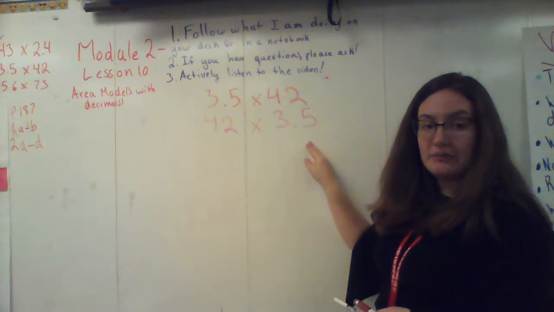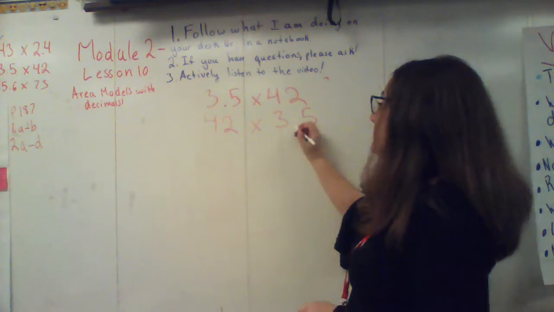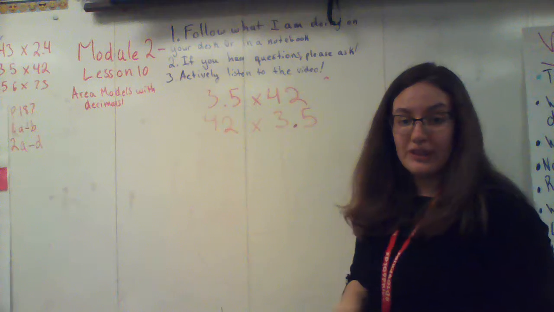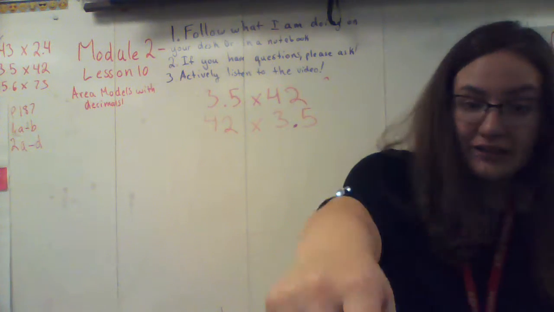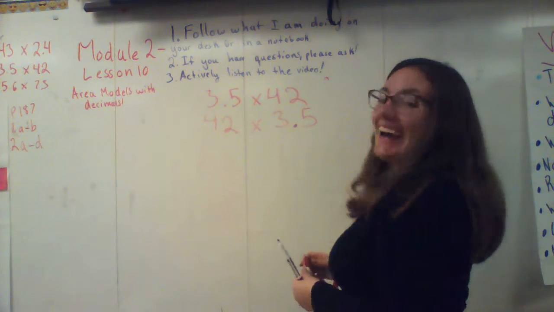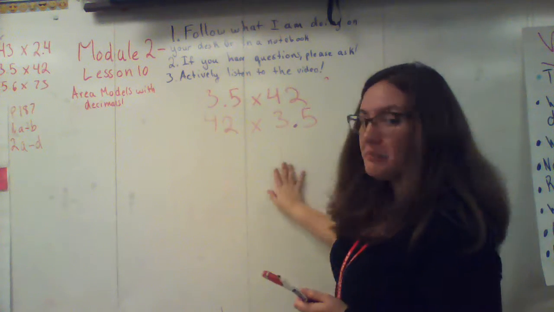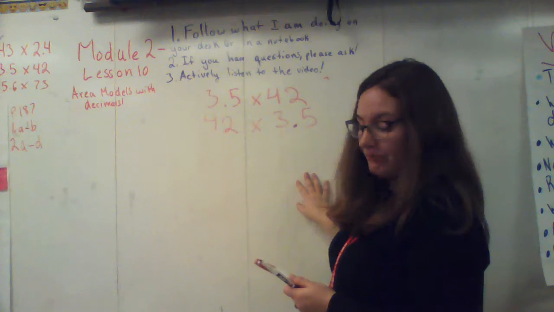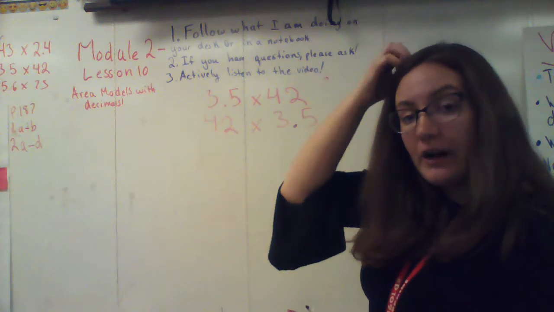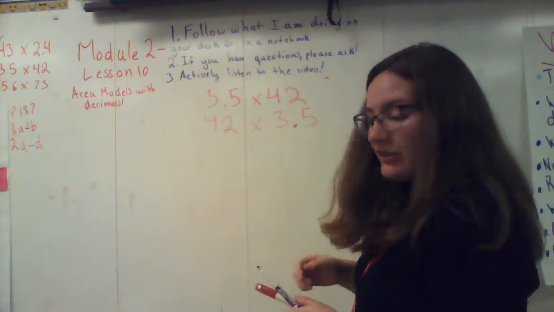Now, what you're going to do is pause your video and set up an area model for 42 times 3.5. So please do that now. Seriously. Tap, tap, pause it. All right. After that, you should have restarted the video and you have your area model totally finished. And if you have any questions during this part, you can always raise your hand and ask.